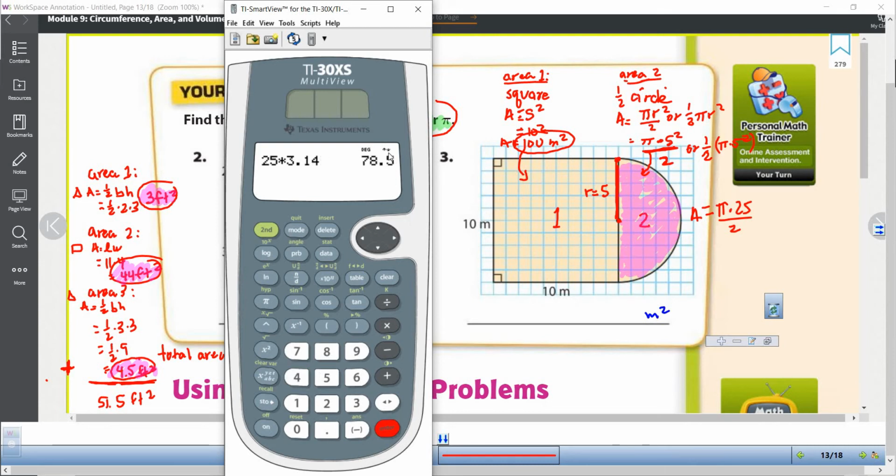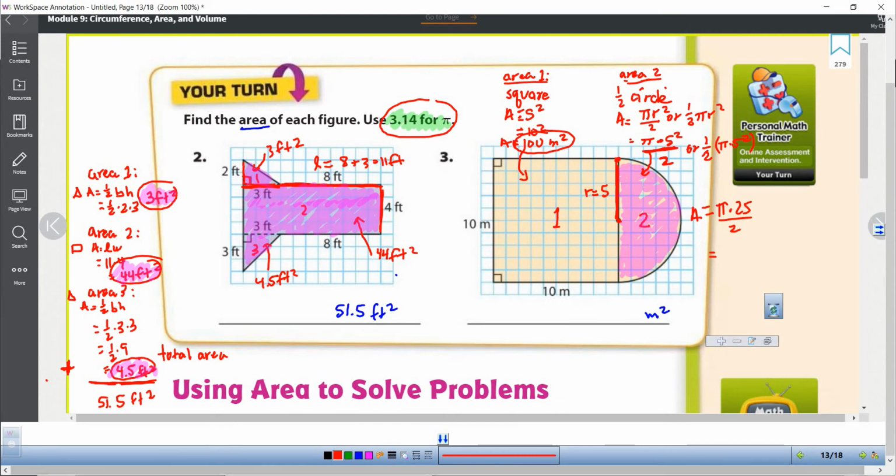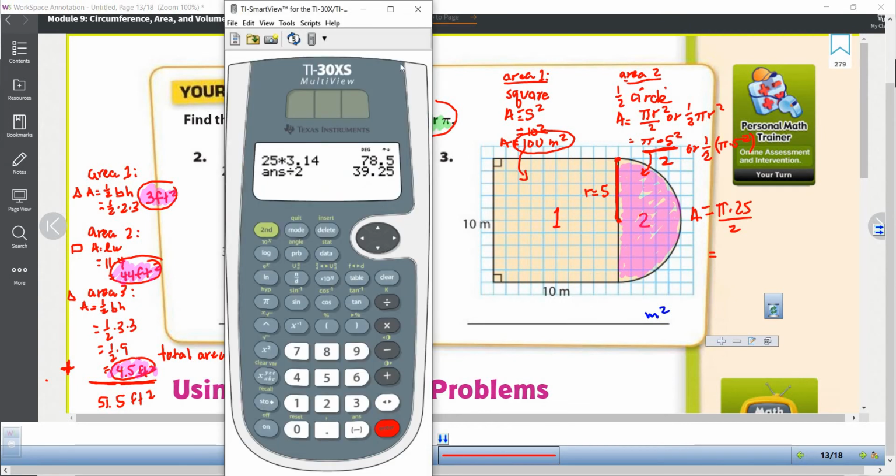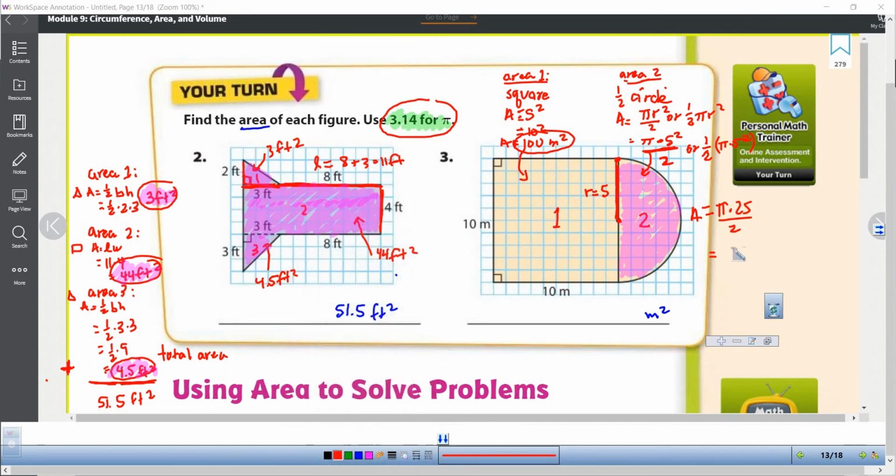So if this were an entire circle right here, the area would be 78.5, but I only want half of that, so I'm going to divide that by 2, and when I do that, I get 39.25. All right, 39.25. 39.25 what? Again, what are the units? The units are meters squared. All right, so the area of this part, this half circle or this semicircle, is 39.25 meters squared.